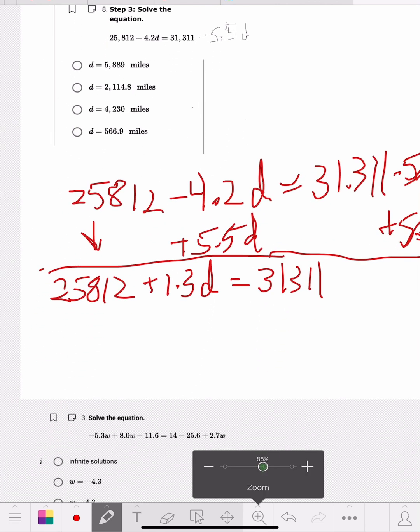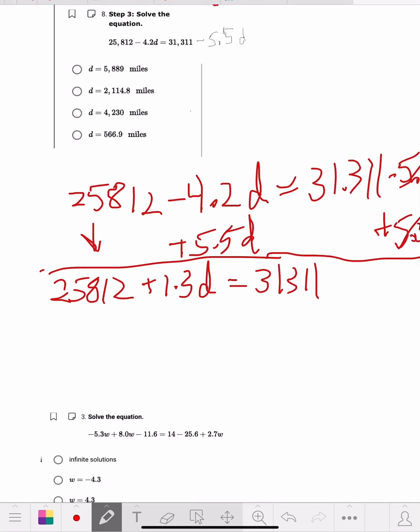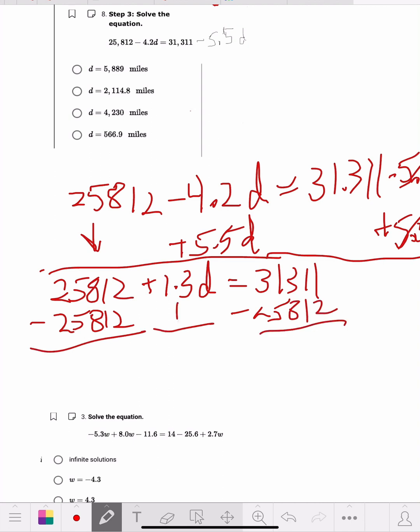So now I'm down to here. We still have to get the D by itself. So let's subtract 25,812 from both sides. This carries down to 1.3D. These cross each other out, a 25,812 positive and a negative. They cancel each other. They're zeros. Now the difference between 31,311 and 25,812 is 5,499.